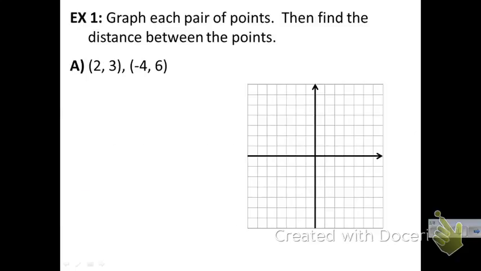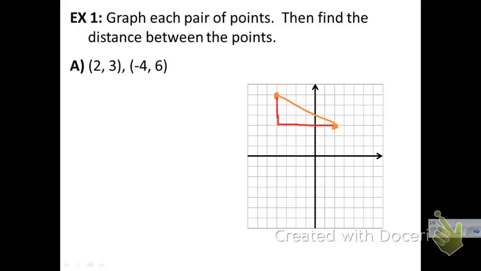On example 1, it's going to ask us to find the distance between the points, so I'm going to show you how to do it without using the distance formula. So we're going to graph those points: over 2 up 3 and back 4 up 6. And I'm going to draw a segment between the two, and then from here I'm going to use my idea about constructing a right triangle.